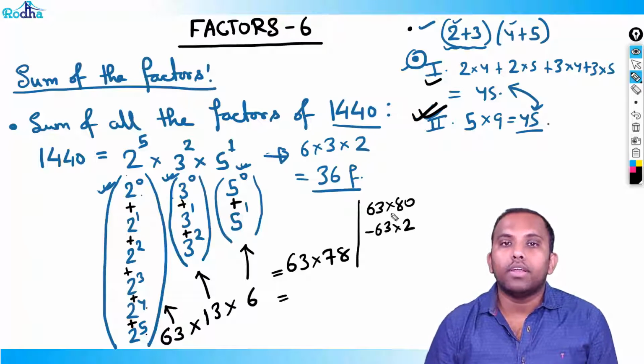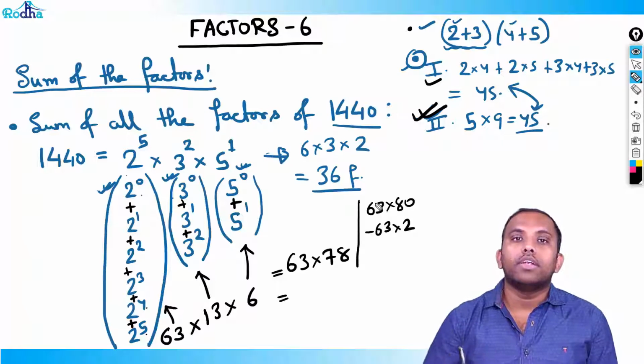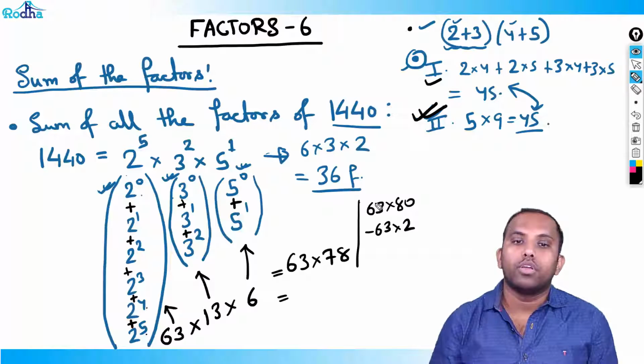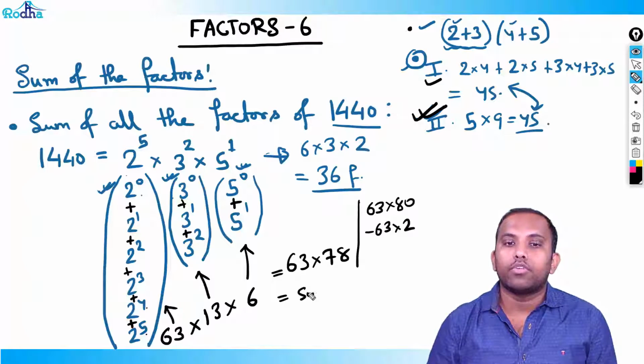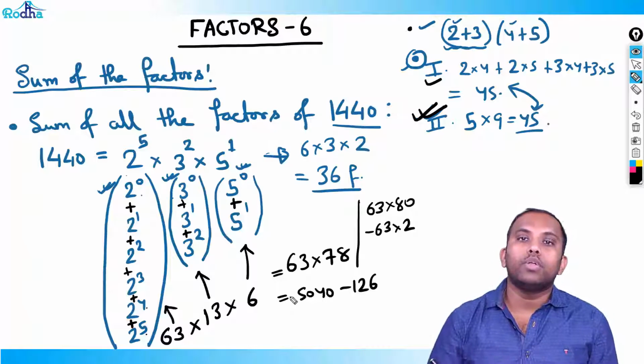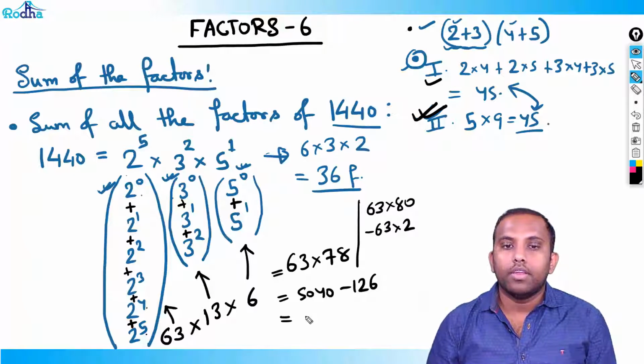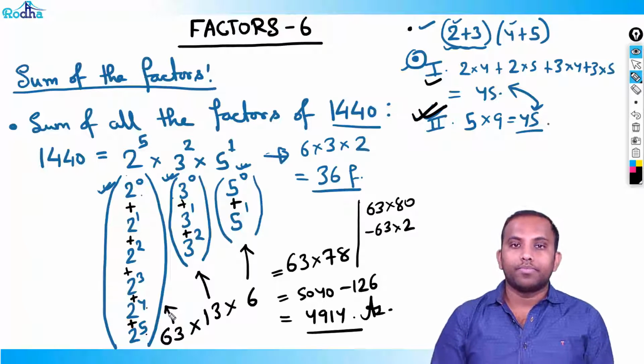What is 63 into 80? So 63 into 8. 63 into 2 is 126. Again double, 252. Again double, 504. So 63 into 80 is nothing but 5040, minus 126. Correct. So what is into 8? Double, double, and then double. Double 3 times. So 2 into 2 into 2 is 8. So what is the answer here? The answer is 4914. This is the answer.